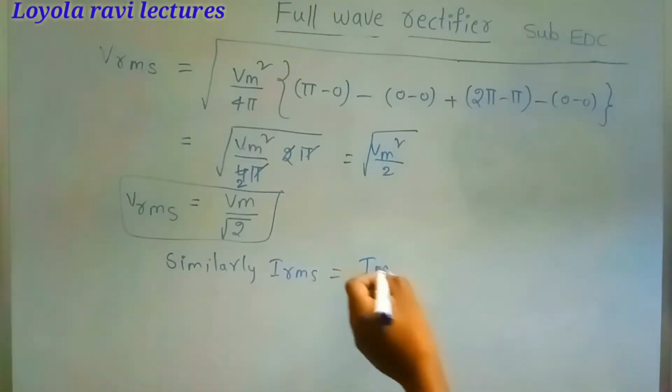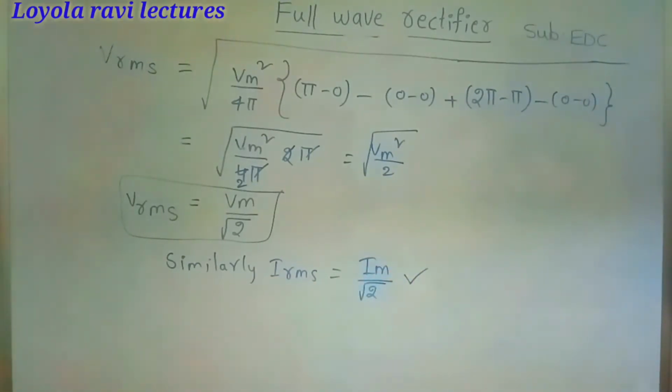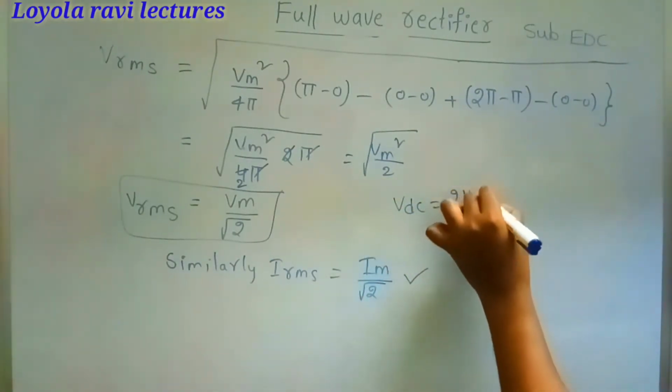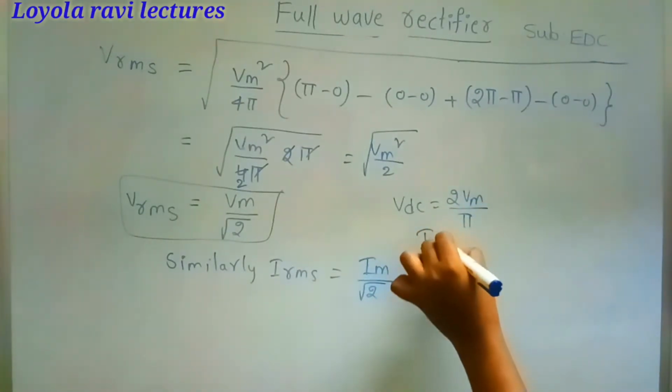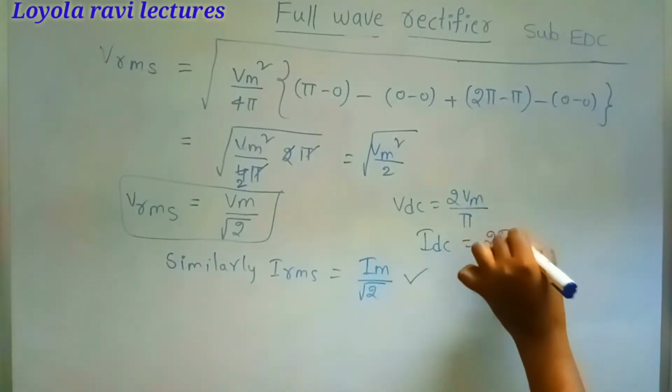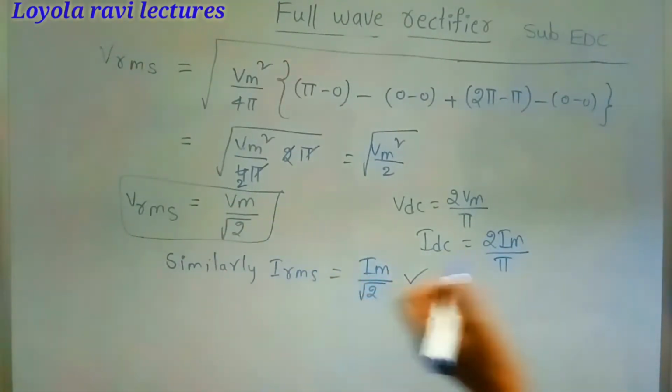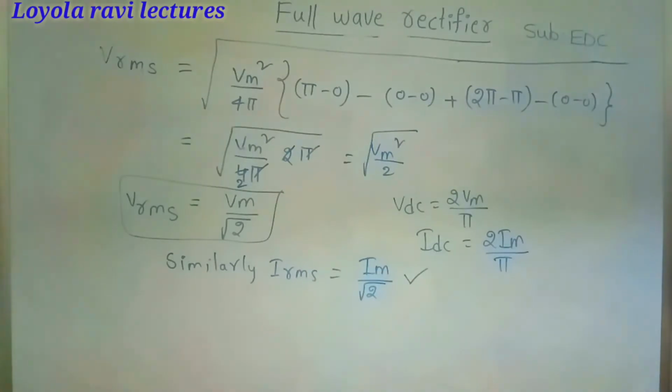Similarly, IRMS is Im by root 2. Up to now, we calculated VDC is 2 Vm by pi, and similarly IDC is equal to 2 Im by pi, VRMS is Vm by root 2, and IRMS is Im by root 2. By using these 4 parameters, we have to calculate the ripple factor, peak factor, form factor, all those parameters of the full wave rectifier. Now we will calculate all parameters by using this VRMS, IRMS, VDC and IDC.